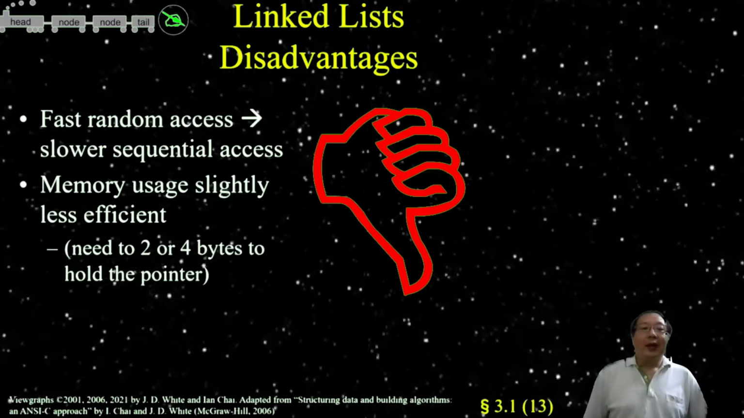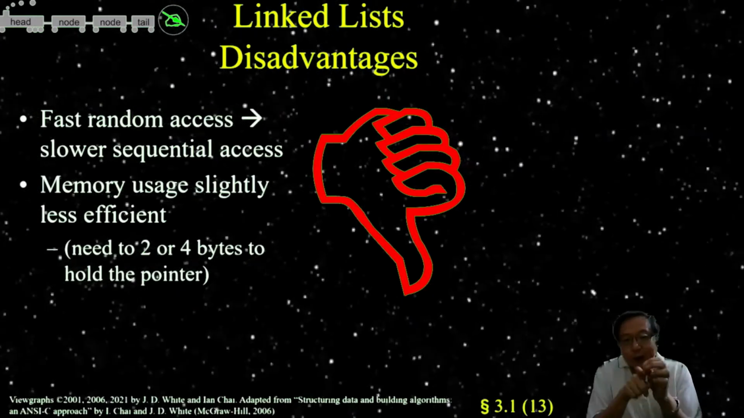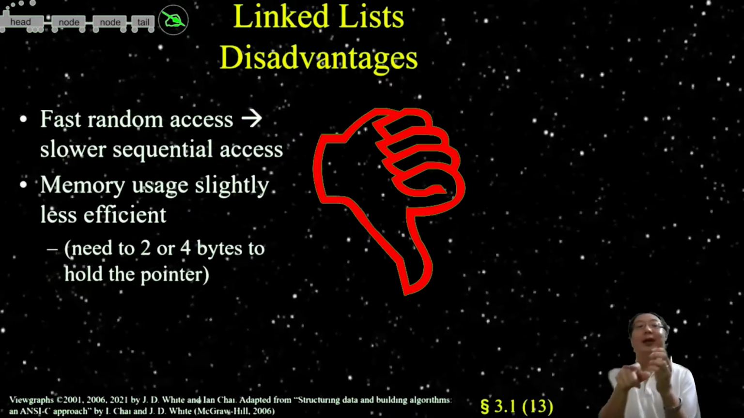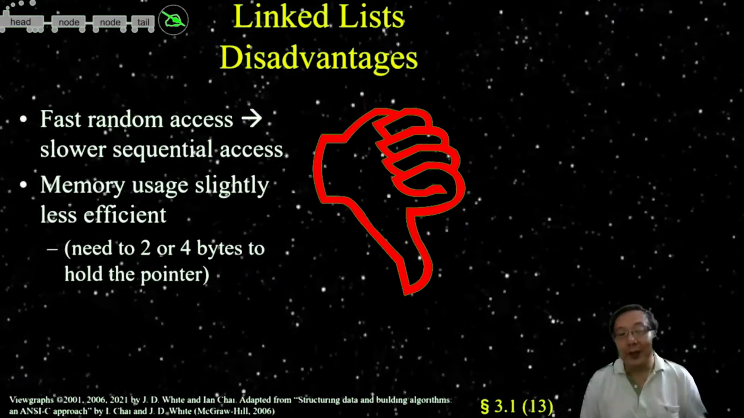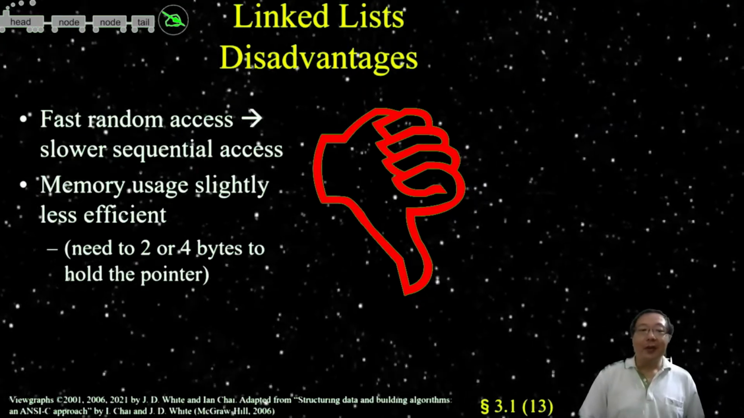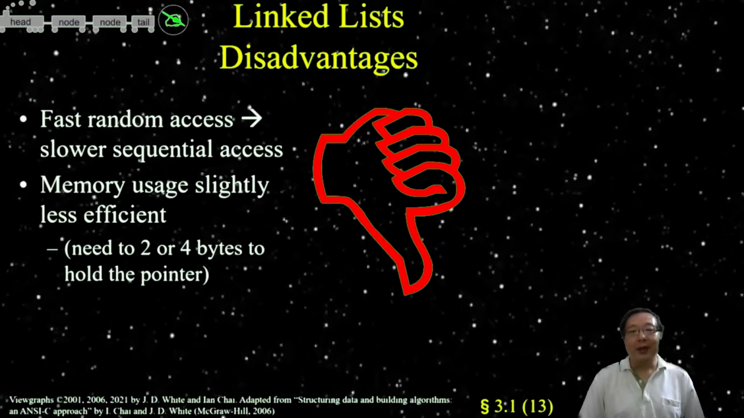And every record needs to have that pointer to point to the next record. So it uses a bit of extra memory. So the memory usage is slightly less efficient because you need to have that pointer there.